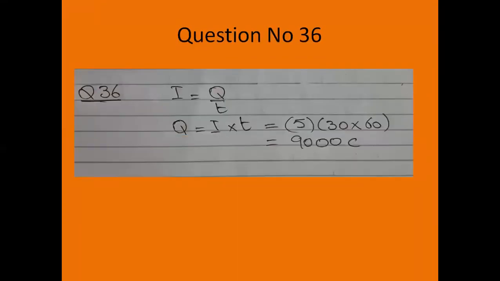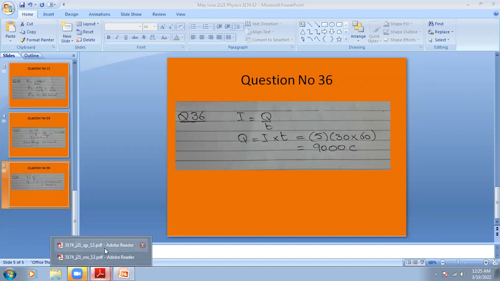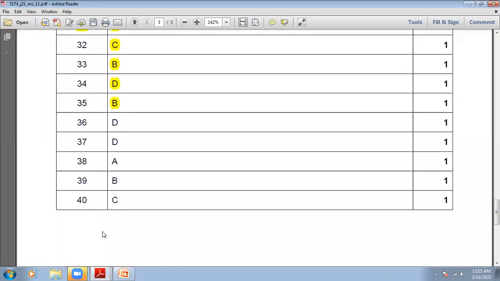So I is equal to Q divided by T. So Q is equal to I multiplied by T. So I is 5 amperes and the time should be taken in seconds. So 30 minutes, you will convert it into seconds. So 30 multiplied by 60, and you will get the answer 90,000 coulomb. So the charge will be 90,000 coulomb.